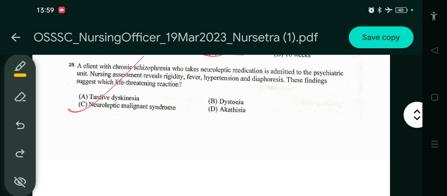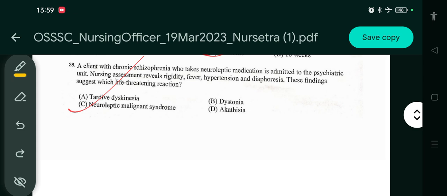Why option C? Why not the other options? Option C mentions neuroleptic malignant syndrome. The key points are already mentioned in the question: the patient has rigidity, fever, hypertension, diaphoresis. These symptoms show a medical emergency. In neuroleptic malignant syndrome these symptoms occur, so option C is correct.